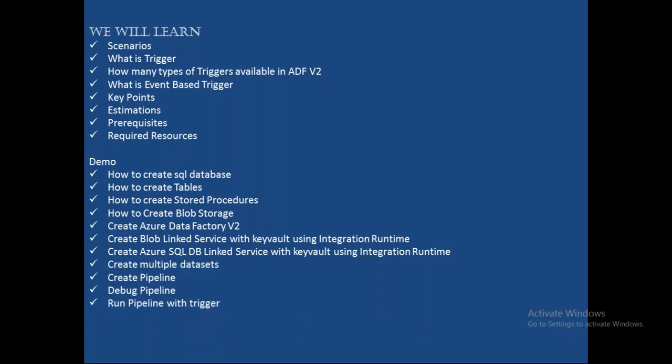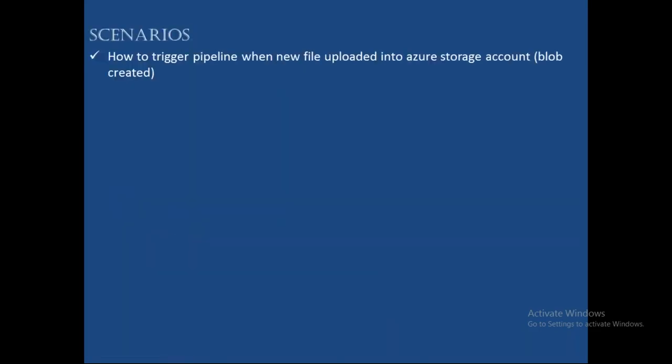This point has changed today: run pipeline with the trigger. We are not going to run the pipeline manually. The pipeline will be triggered based on the events. Next, monitor the pipeline. We are going to monitor all these details. For scenarios, you will see how to trigger a pipeline when a new file is uploaded into the Azure storage account. Maybe not only uploaded, some applications are loading files into your storage account. When some file comes into your storage account, you want to run your pipeline immediately. So how can you do that?